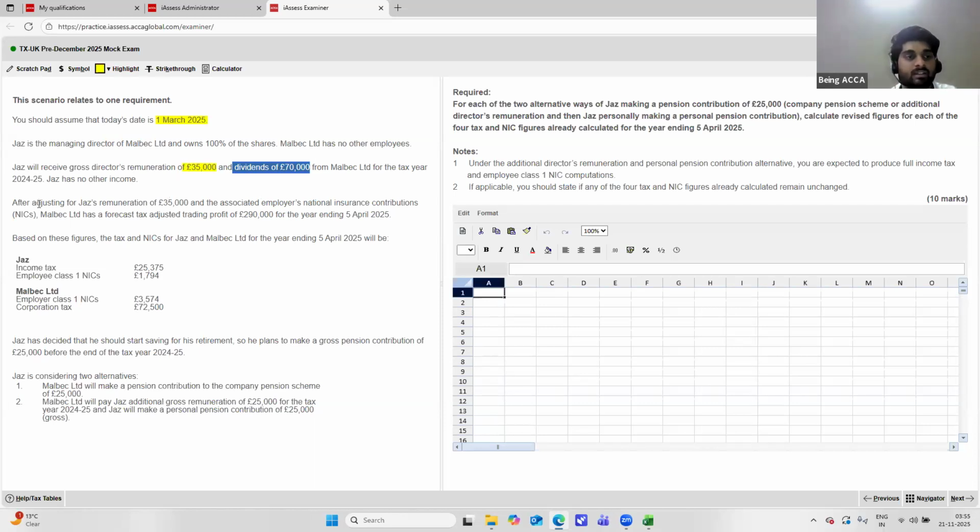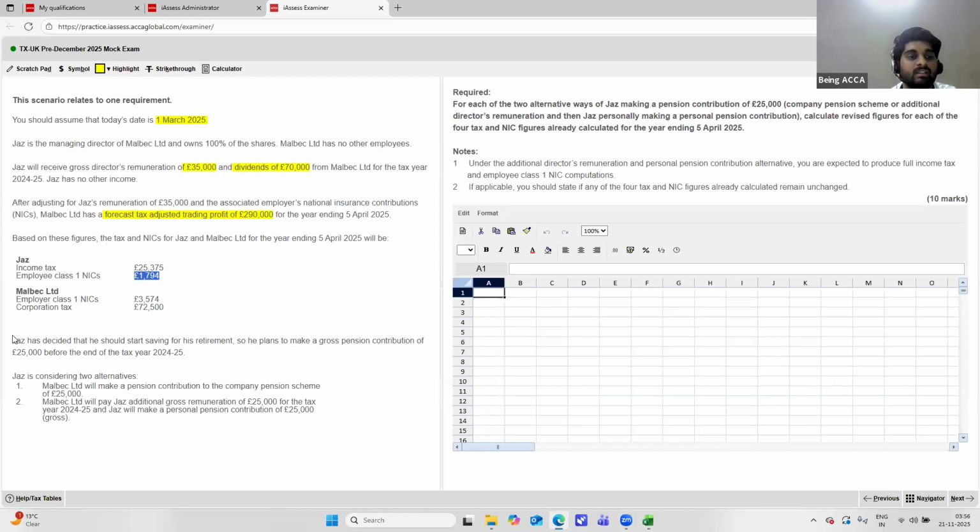Next, after adjusting Jazz's remuneration of 35,000 and the associated employer's national insurance contributions, Malbec Limited has a forecast tax adjusted trading profit of 290,000. Based on these figures, the tax and NICs for Jazz and Malbec Limited for the year ending 5th April 2025 will be: Jazz will have income tax of 25,375 and employee Class 1 NICs of 1,794.